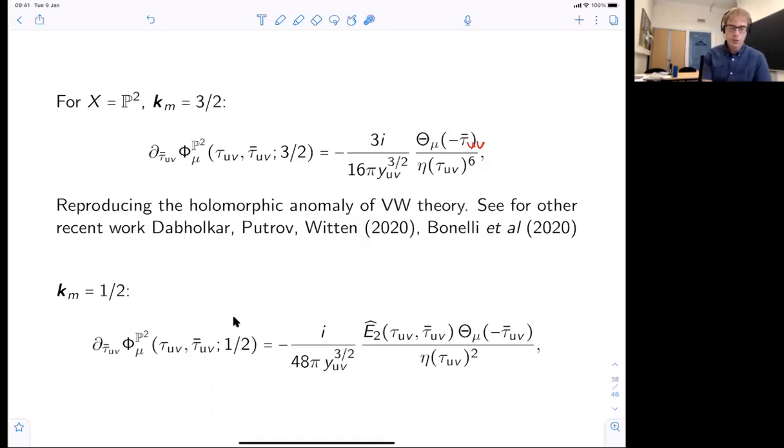We can do this for a different choice of spin C structure. For example, Km is 1/2. Then we get a slightly different form of the anomaly, where we get E2 hat, the completed second Eisenstein series, multiplying theta and a different power of eta, which is not so important.